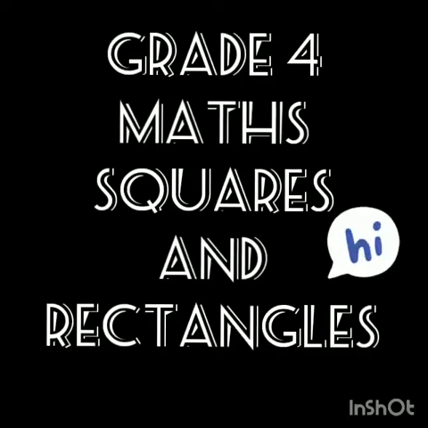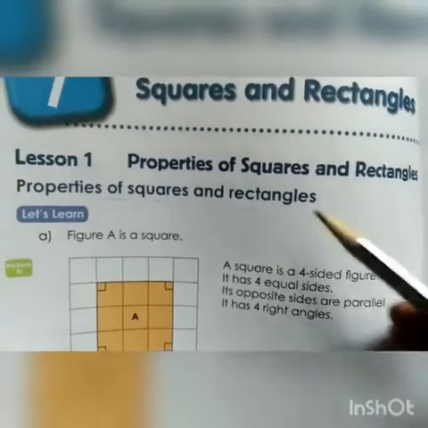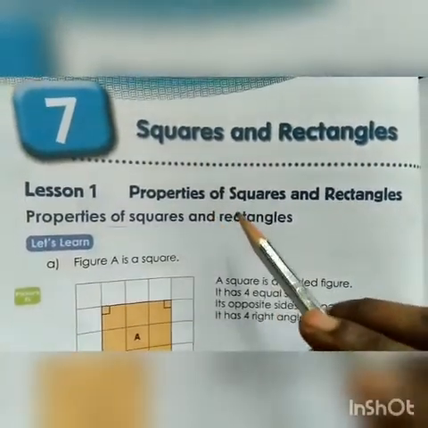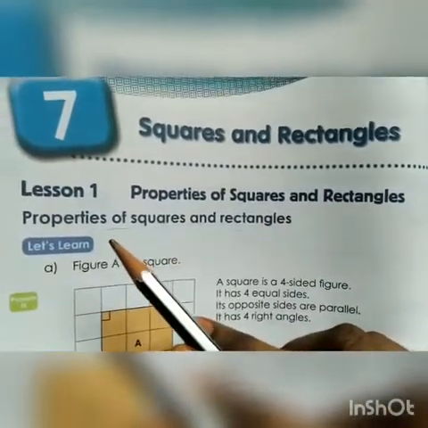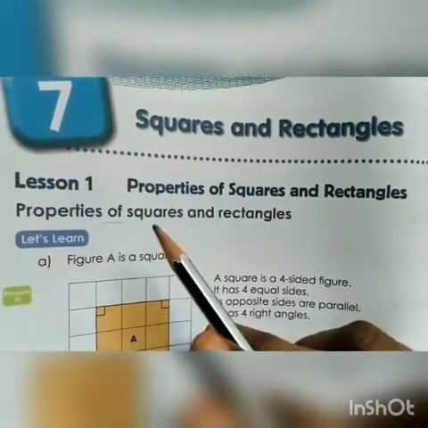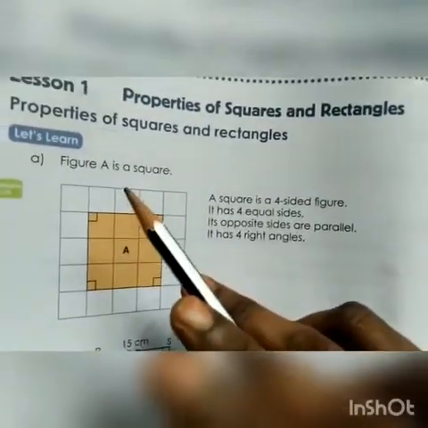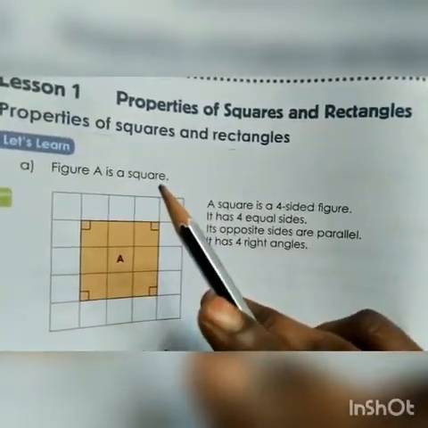Today we are going to see a new chapter, Squares and Rectangles. Properties of Squares and Rectangles. Now we are going to see the properties of squares first. Look at the figure. Figure A is a square.